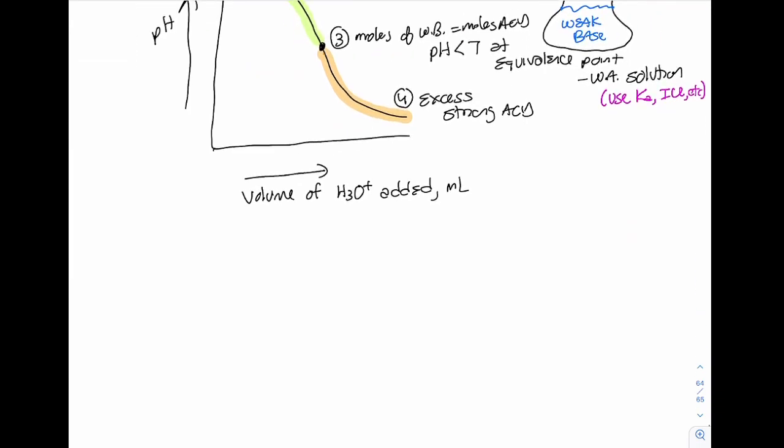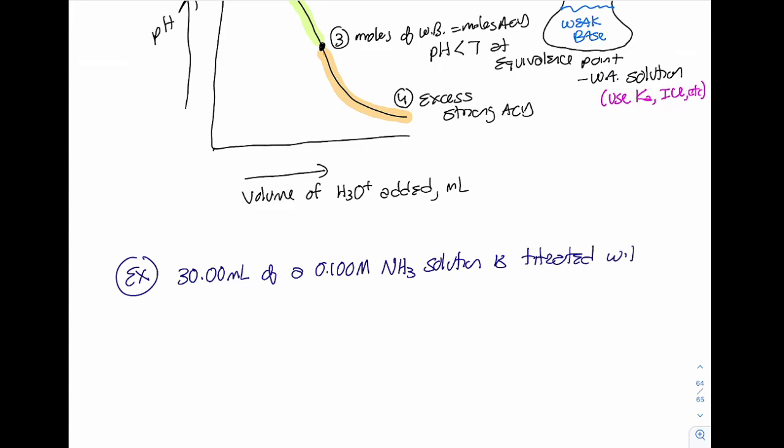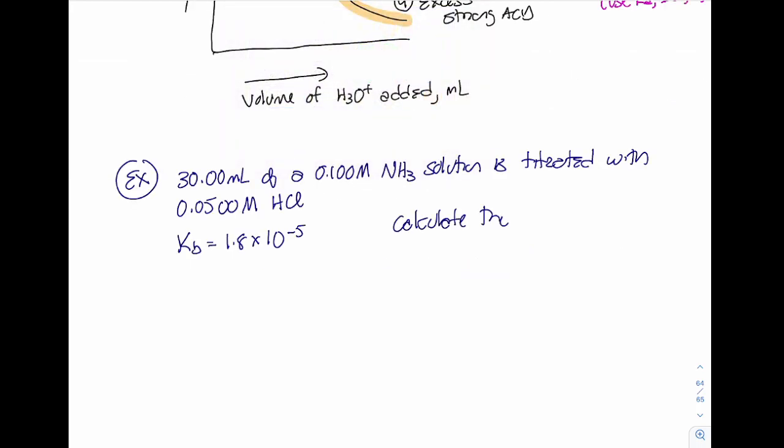So our problem, we're going to have 30 milliliters of a 0.100 molar ammonia solution titrated with 0.0500 molar hydrochloric acid. And our Kb for ammonia is 1.8 times 10 to the negative fifth. To calculate the pH after the following additions of our hydrochloric acid.